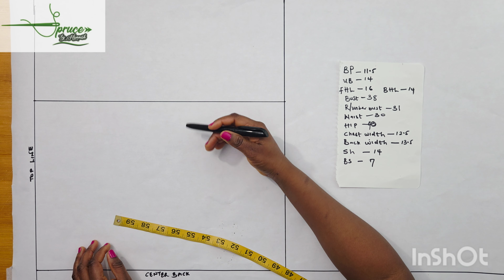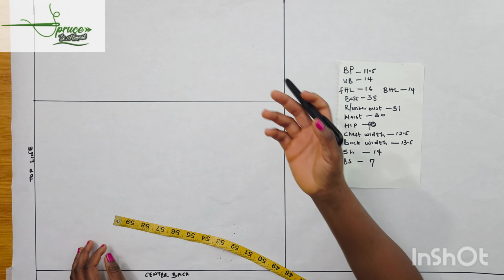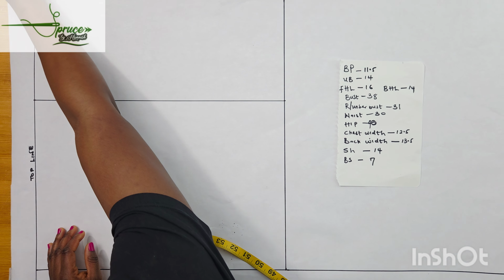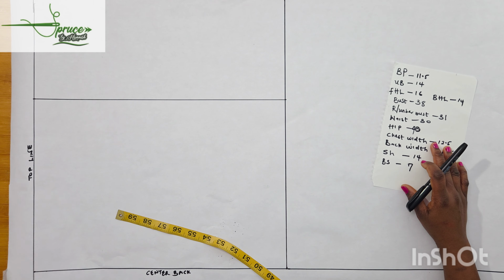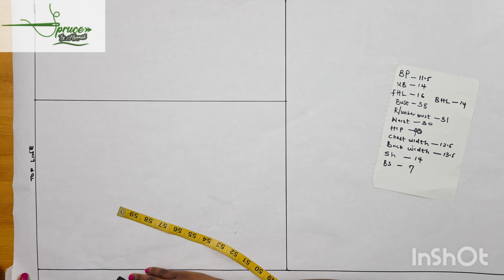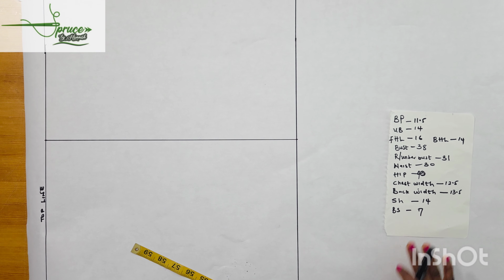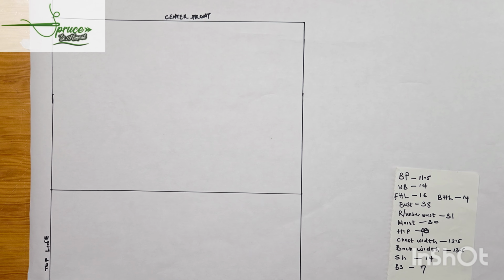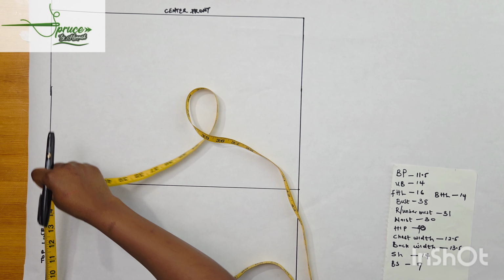So you're going to take the largest part, which is 40 in our case, and divide the 40 by 2. Whatever answer you get, you're going to add 2 extra inches. 40 divided by 2 is going to give us 20. 20 plus 2 extra inches is going to be 22 inches. And that is what you see me marking here.